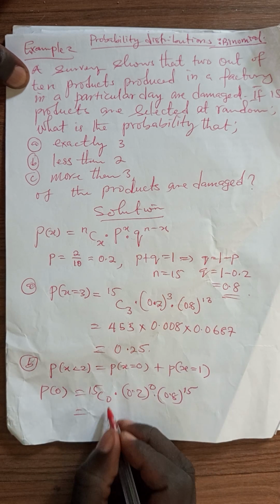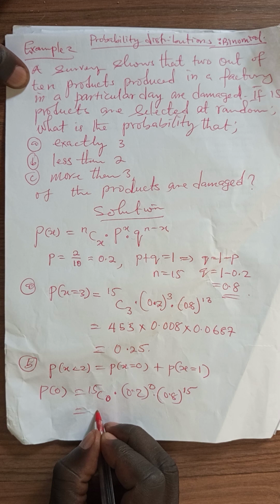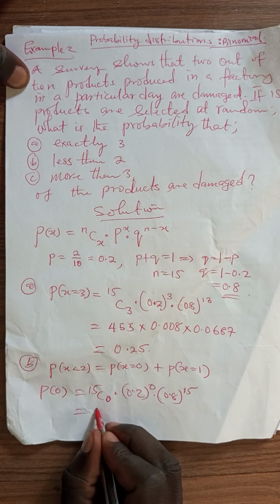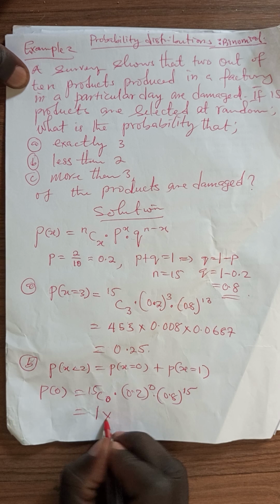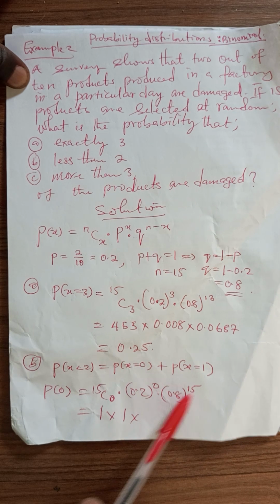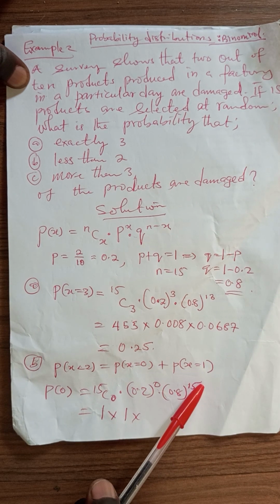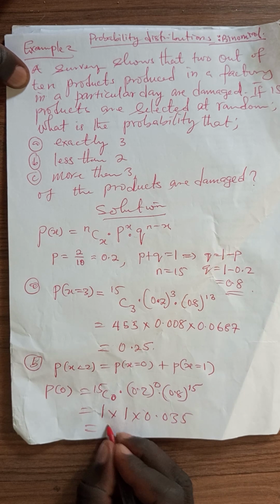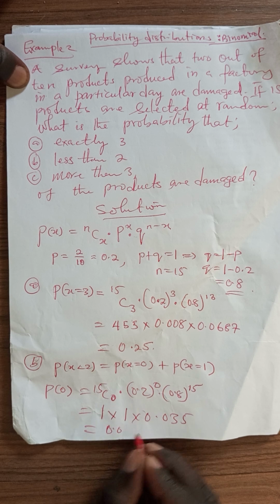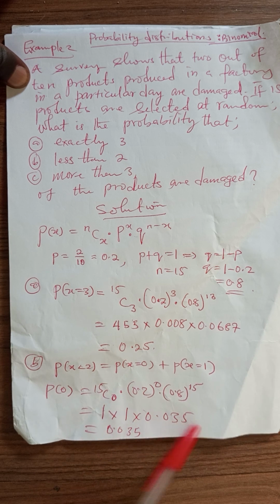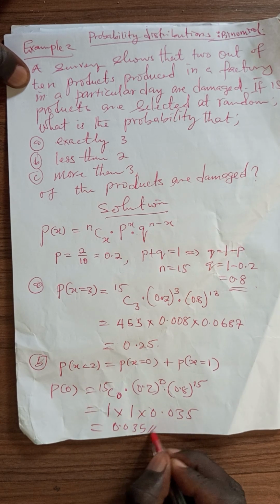And this is going to give us 15 combination 0, which is always 1, because n combination 0 is equal to 1, which is the same thing as n combination n. This is 1 times anything raised to the power 0, the answer is 1 according to the law of indices, times 0.8 raised to the power 15. And after using a calculator, we're going to have 0.035. And this is going to be, in all, 0.035, because 1 times 0.035 is 0.035 for this value.